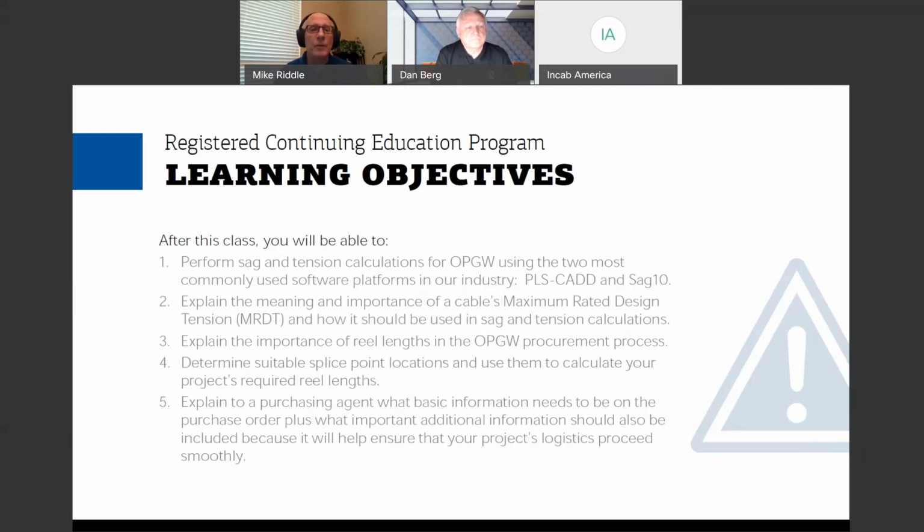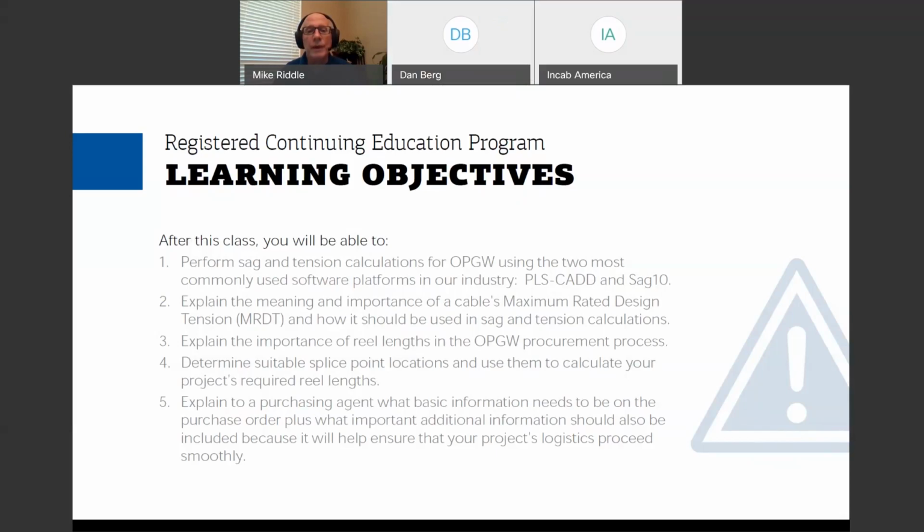One of the things that they require is that at the beginning, we talk about what the learning objectives are. So in this class, we're going to talk about how to perform sag and tension calculations, and we're going to talk about them in the context of the two most commonly used software platforms, which are Powerline Systems PLS CAD and Southwire's SAG-10 program. We're going to talk extensively about the meaning and importance of the maximum rated design tension and how that should be used in sag and tension calculations. We're also going to talk about real lengths, why they're important and how to come up with them.